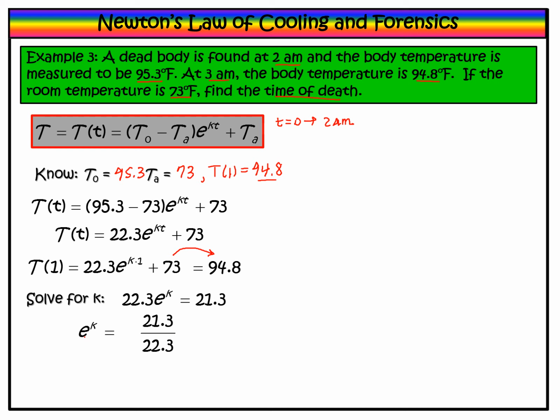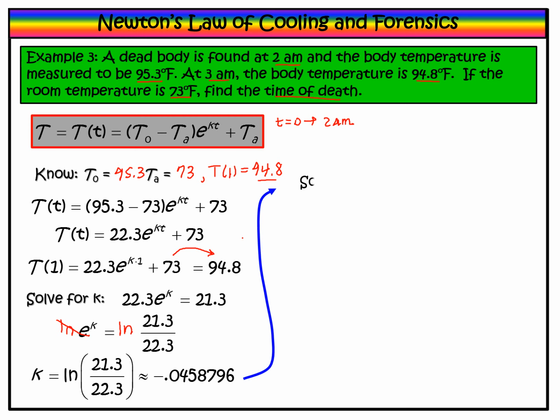And now we want to undo the exponential to get to the k. So take natural logs on both sides. And these guys cancel by cancellation law. So our constant k is the natural log of 21.3 over 22.3, which is approximately negative 0.0458796. So I use a lot of decimal places here because when we're talking about exponential growth, you need accuracy in your constants or you can end up way off in your answers. So let's go ahead and plug in that constant.